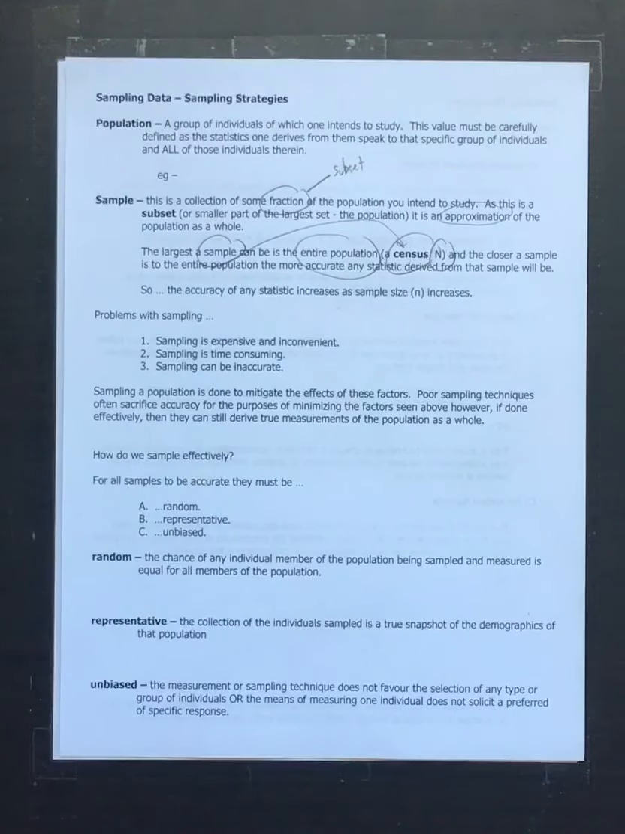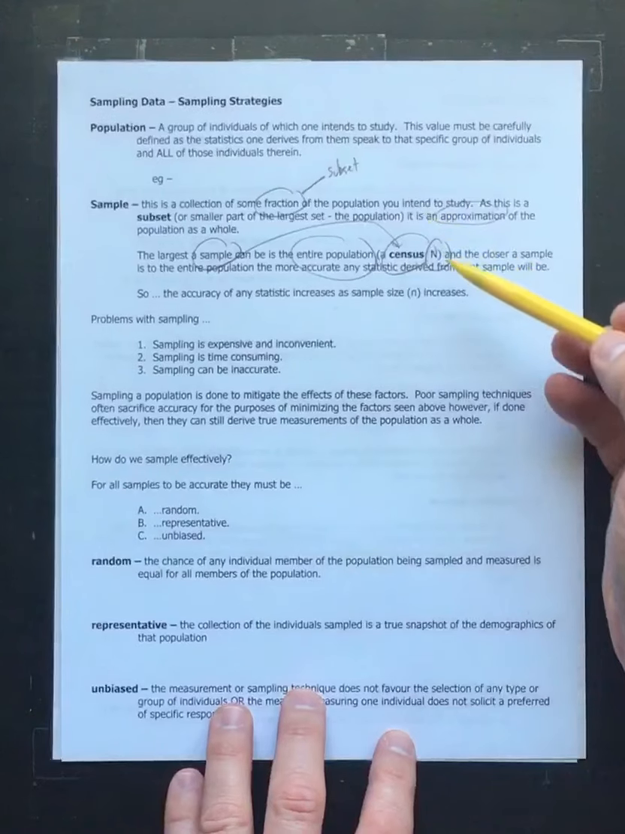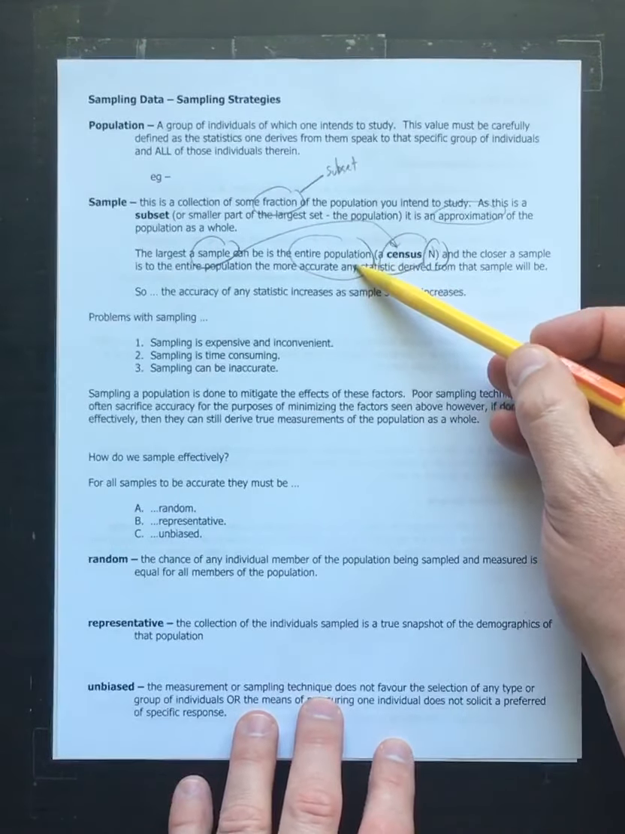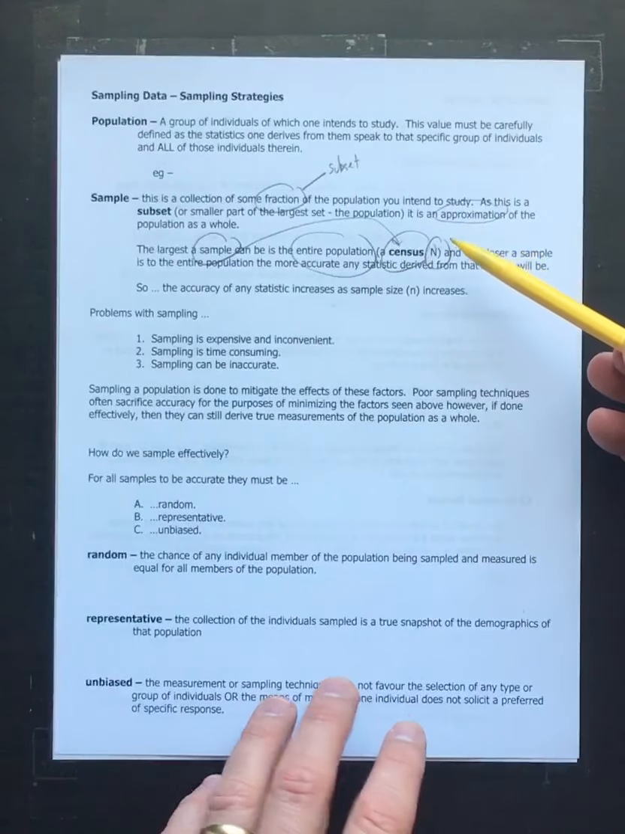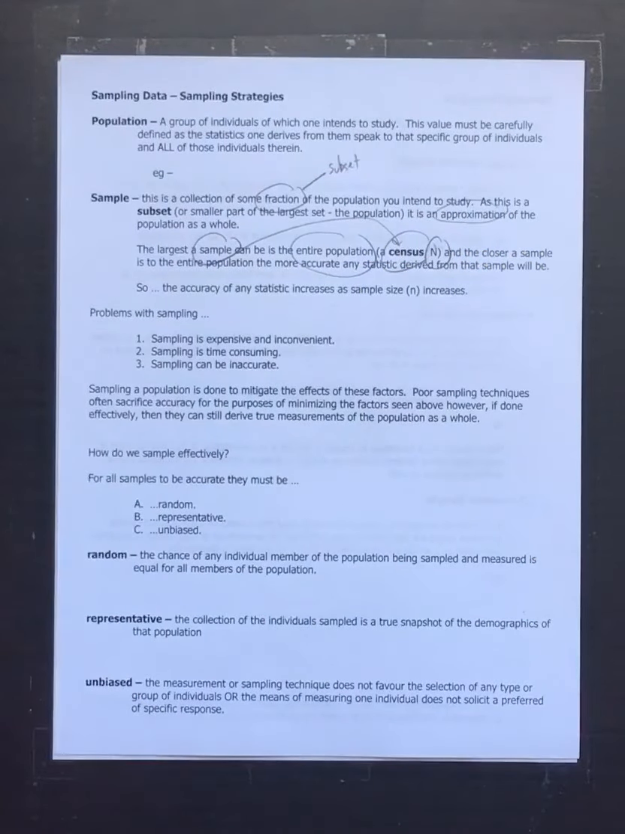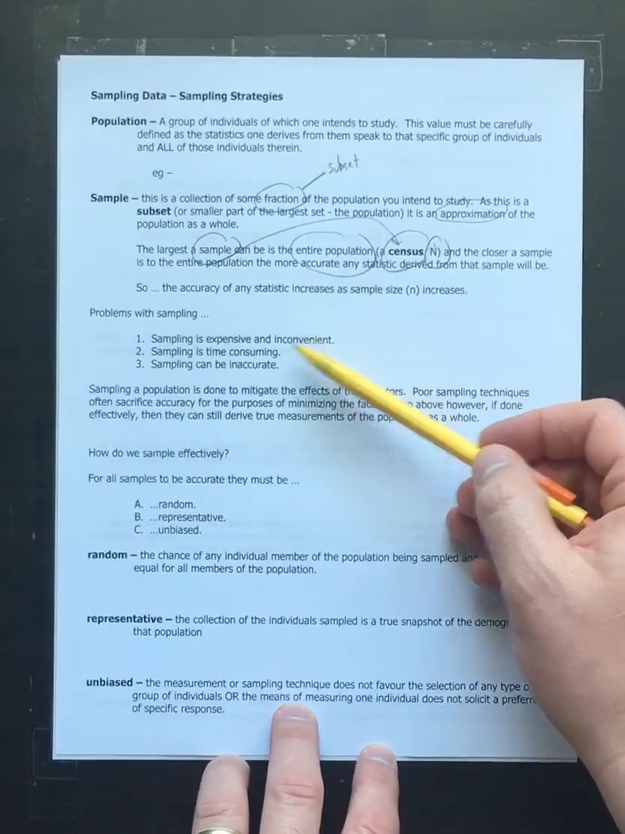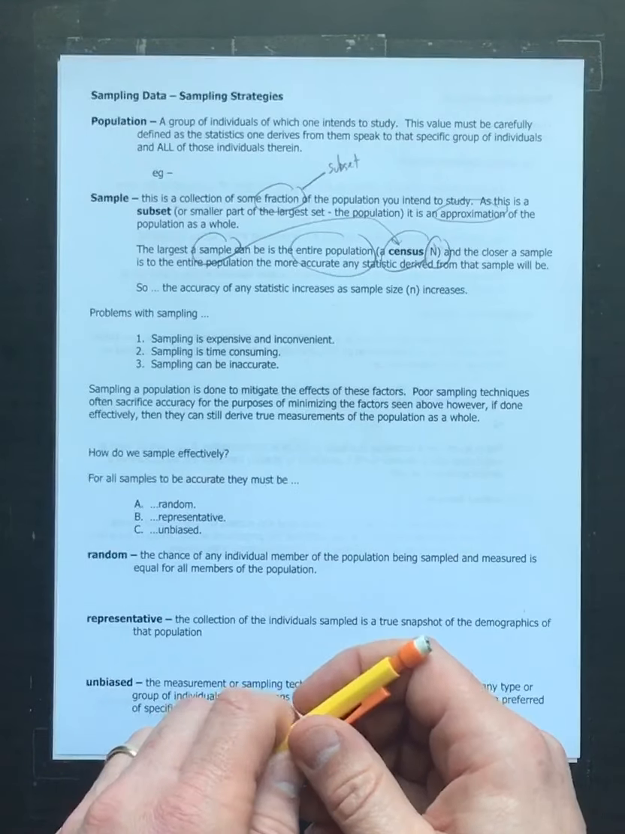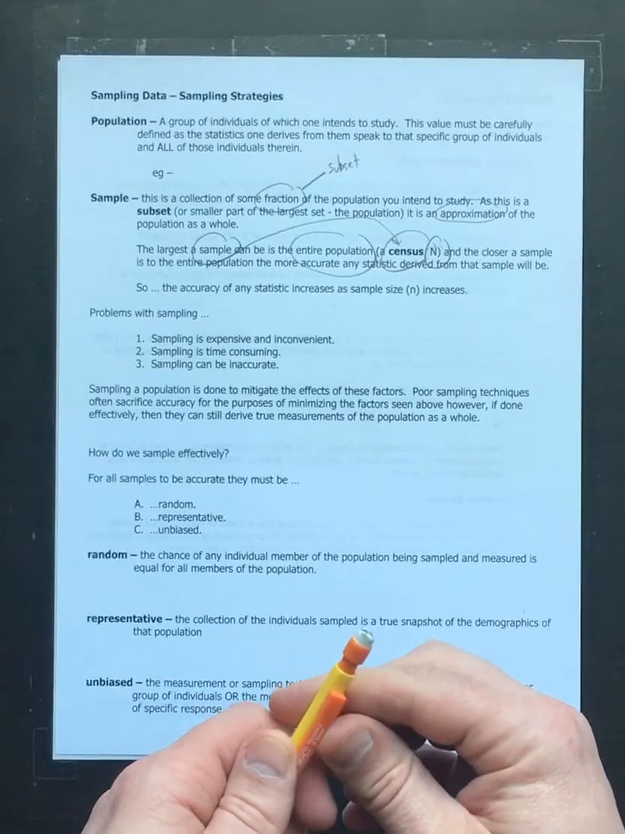But if you do take a sample, a smaller and smaller sample does tend to move further and further away from being the most accurate summarization of the population, but it doesn't mean it can't be a good summarization. It depends again on how you derive it. So again, there's all kinds of problems with sampling because obviously you'd want to take an entire census all the time, but that's very difficult to do. Sometimes it's very expensive, time consuming, and inconvenient, but also sometimes you find yourself in a situation where having a census is just impossible.